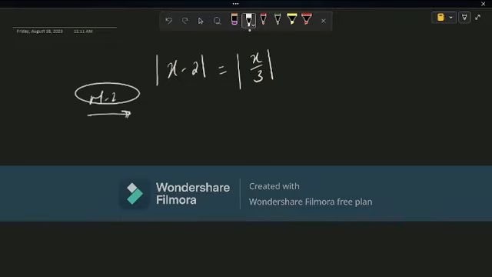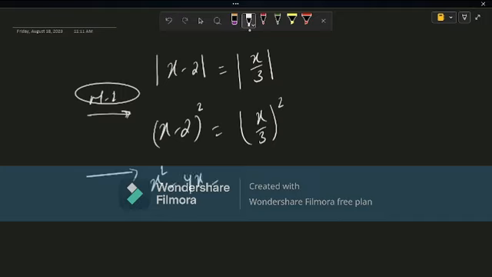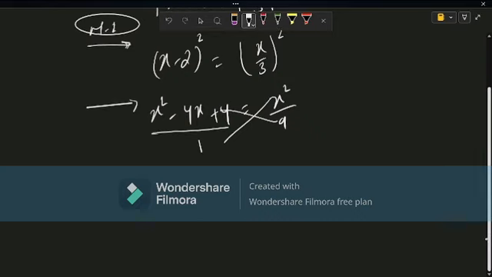So this is method 1, which suggests that (x − 2)² is equal to (x/3)², applying the square on both sides. (x − 2)² can be opened as x² − 4x + 4, and that equals x²/9. Do the cross multiplication over here, and that gives you x² equals 9 times (x² − 4x + 4).